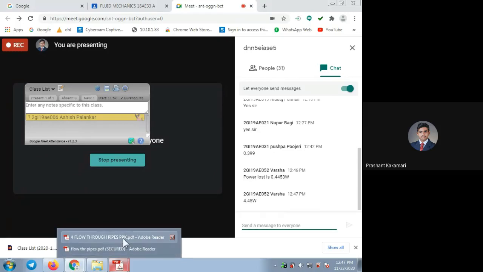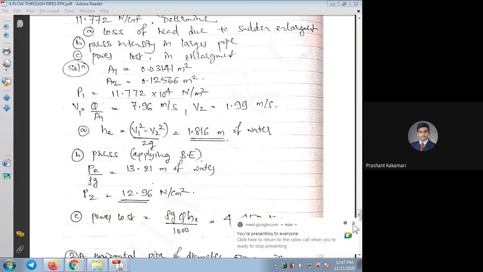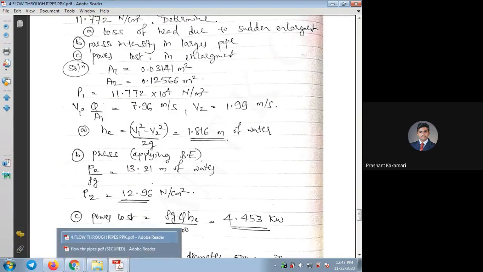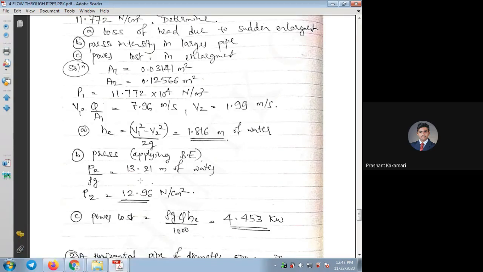So without dividing by 1000, you are getting 4.453 watt. So all of you change this from kilowatt. The answer is 4.453 watts, not in kilowatts. Kilowatt is a huge power loss. And because of the sudden expansion or connections in the pipe, losses will be less. But we don't know what is the total power loss.